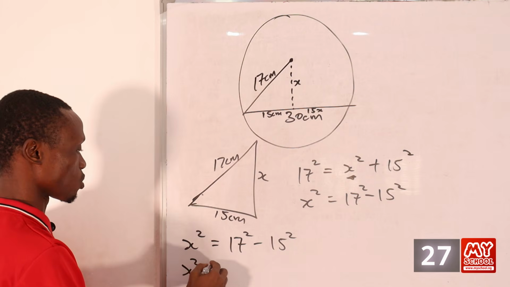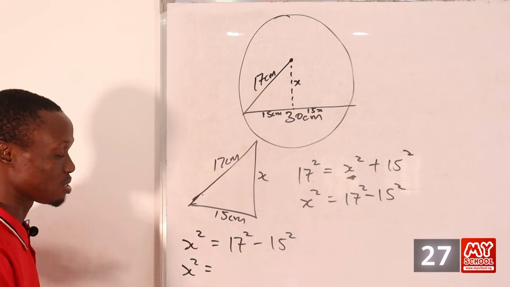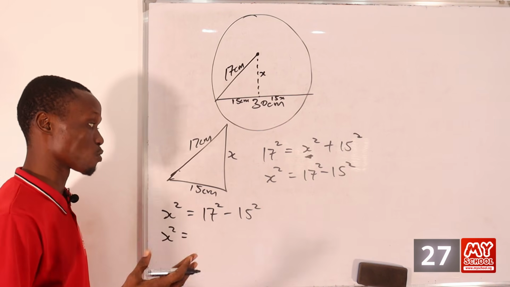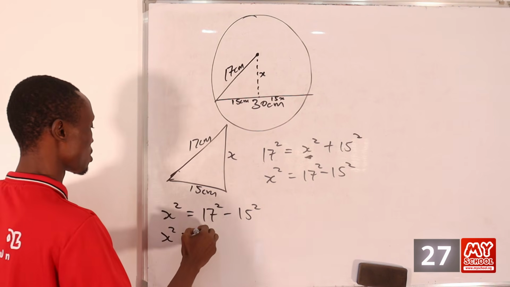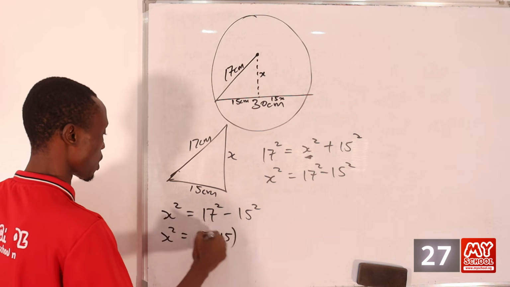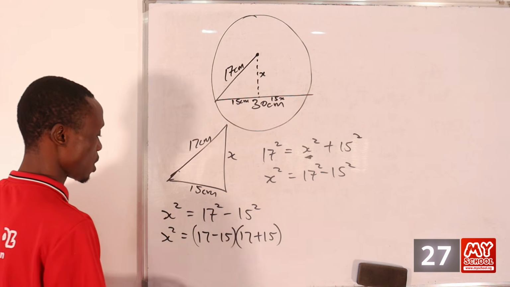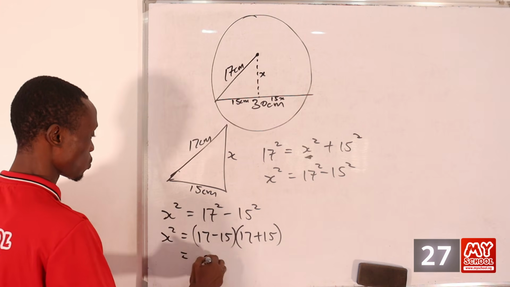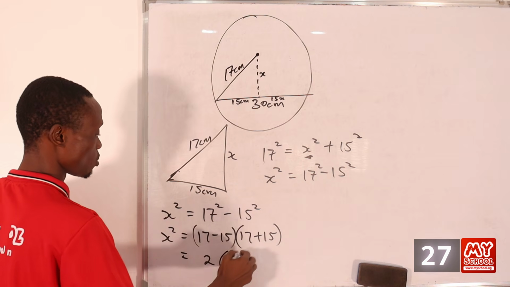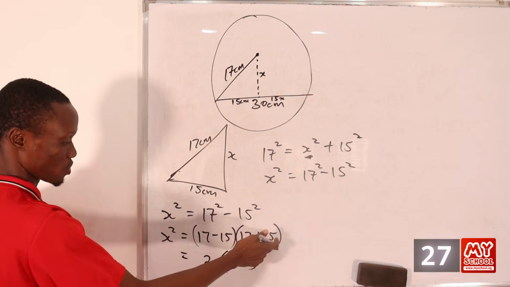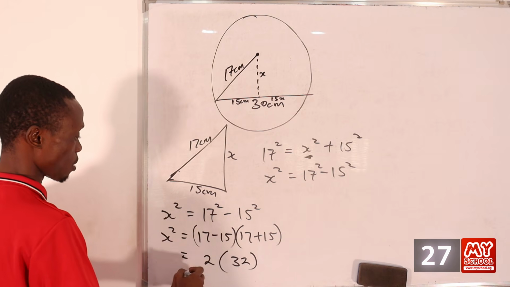So S squared is now equal to, to make things easier for us, we can use the idea of difference of two squares, right? So this is 17 minus 15 in a bracket, then another bracket 17 plus 15. So this equals 2, and 17 plus 15 equals 32. So 2 times 32 equals 64.